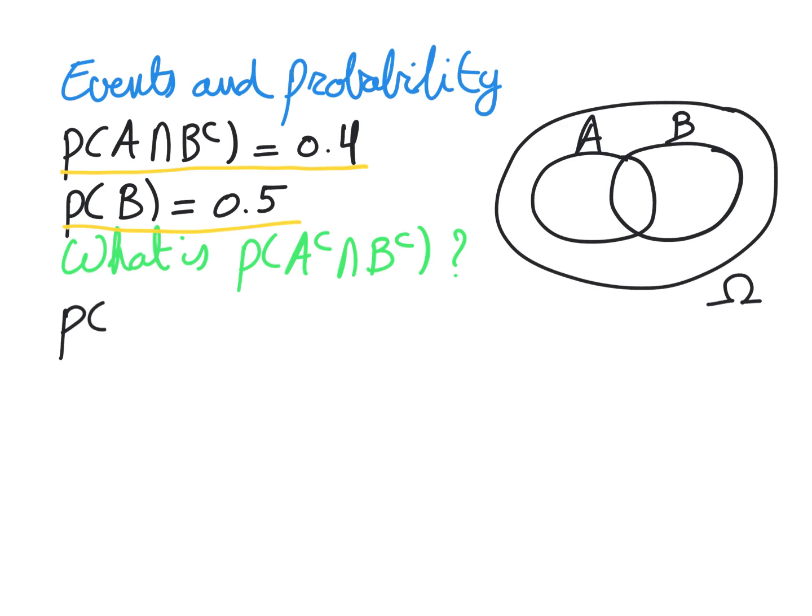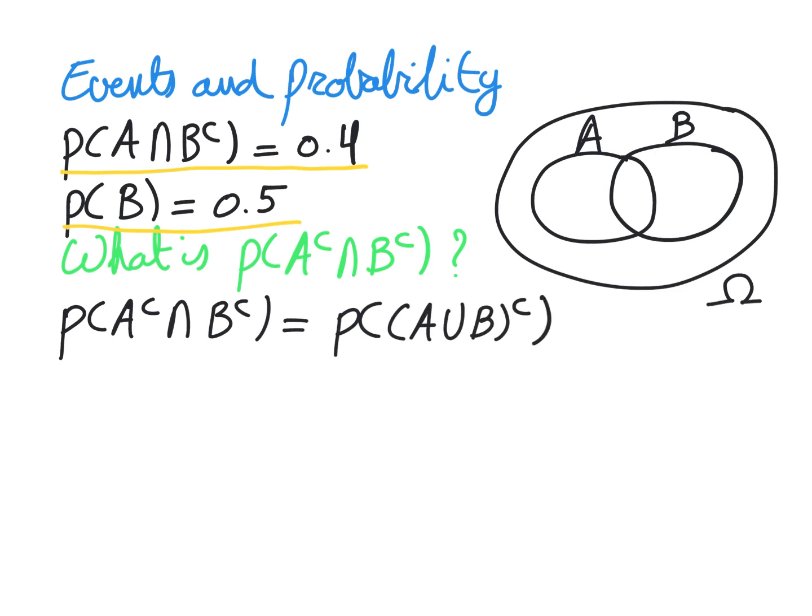Because the other De Morgan's law tells us that the probability of A complement intersection B complement is in fact the same as the probability of the complement of A union B. And again, if we use the complement rule, then this tells us that this probability is actually equal to 1 minus the probability of A union B. Okay, so if we can find the probability of A union B, well, then we're as good as done. Okay, let's see, how can we determine that probability?